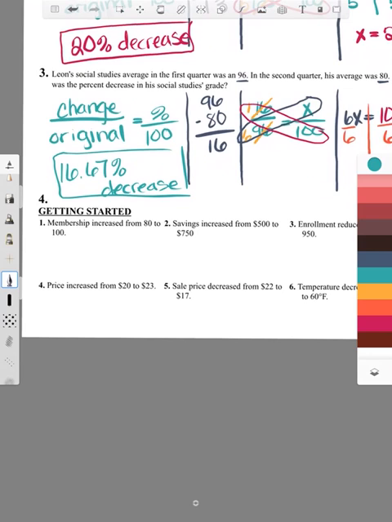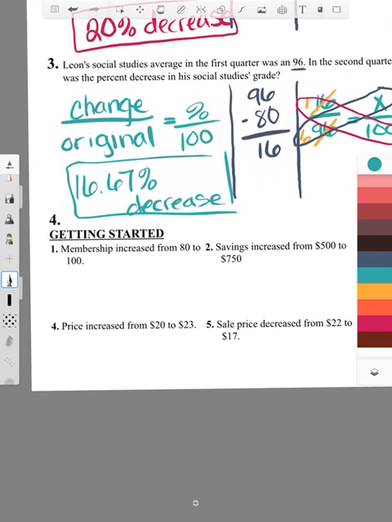All right, so number 1 says a membership increase from 80 to 100. So it's a membership increase. So we're going to write down our formula. Change over original is equal to percent over 100. If it went from 80 to 100, we know that the change was 20. It started off at 80, so the original amount is 80. We don't know the percent yet, so we're going to put X there. And we're going to put all of that over 100.